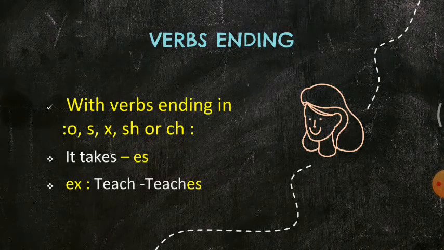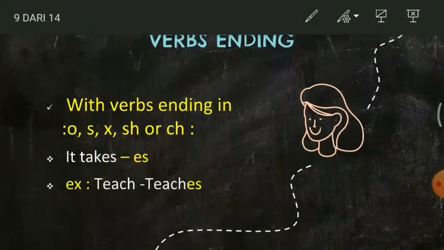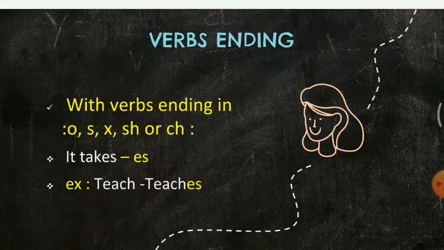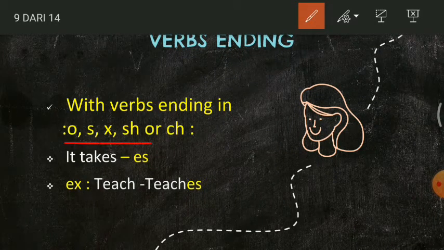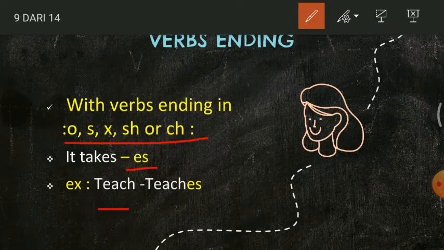This continues about verb endings. First, if the ending of the verb is o, s, x, sh, or ch, you have to add es. For example, teach. The ending is ch, so you have to add es.